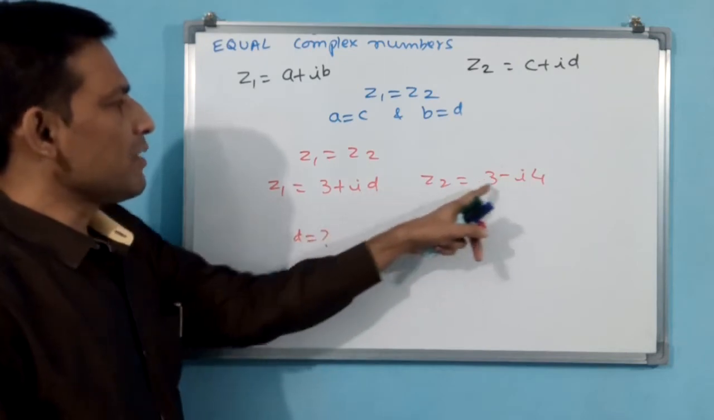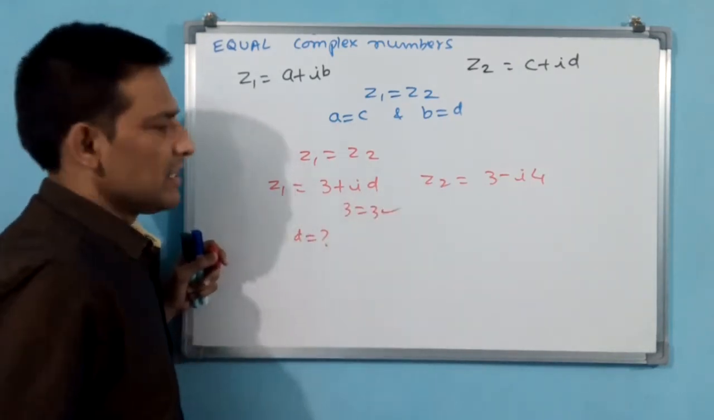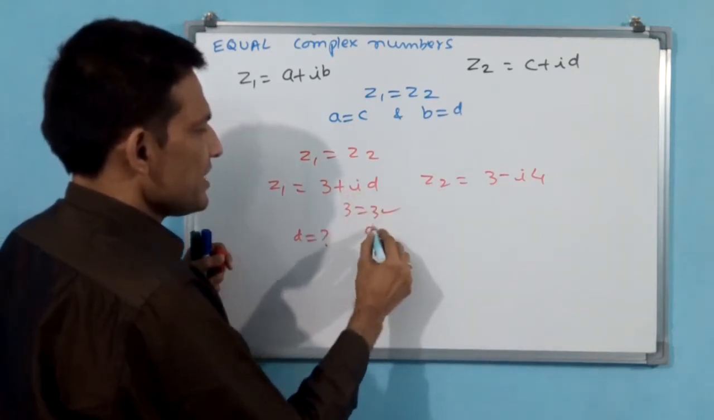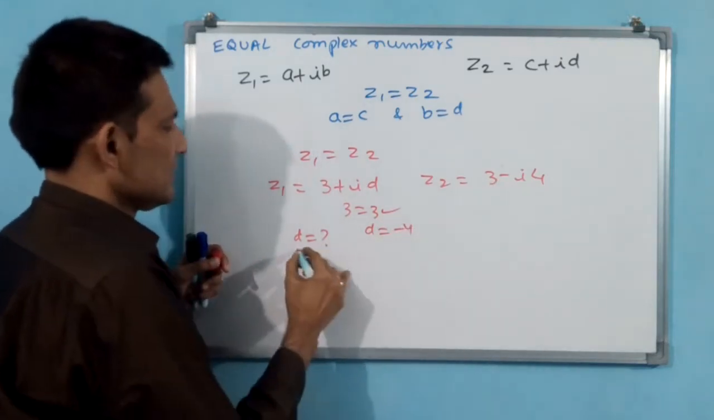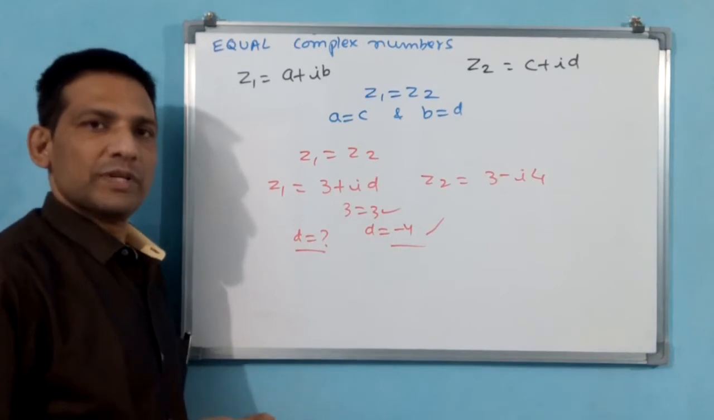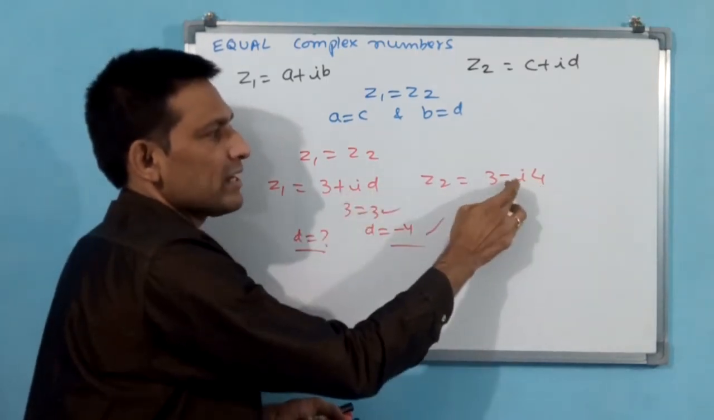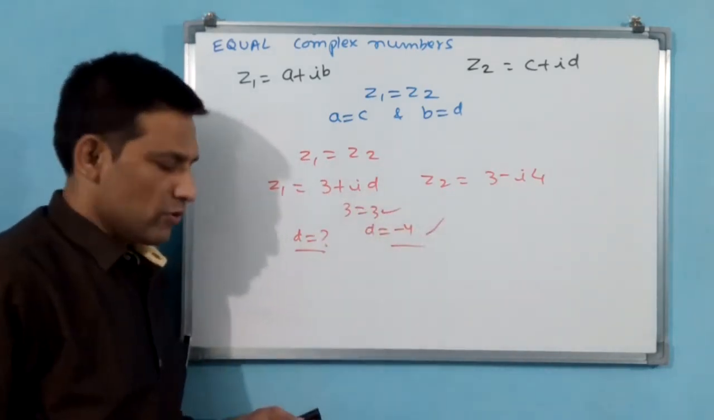You see here the real parts matched: 3 is equal to 3. But the imaginary part here is D. D is equal to 4? No, minus 4. This will be the answer. Here they have given plus, but when you see, automatically minus is there. That means D will be negative 4.